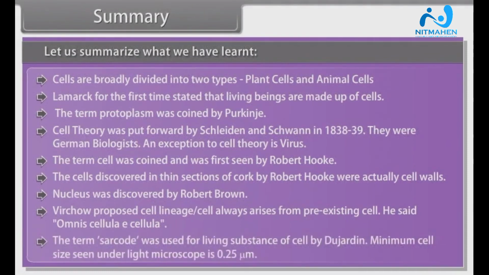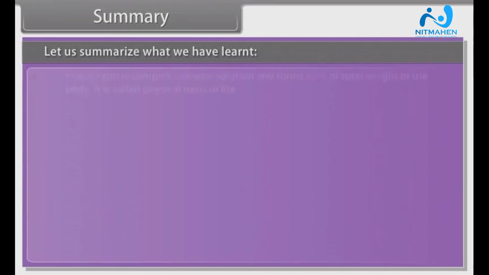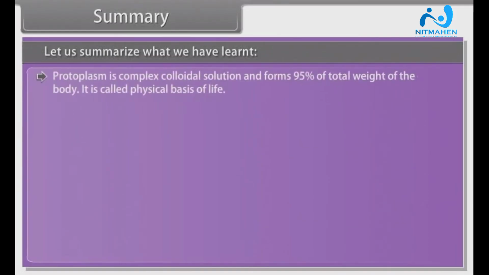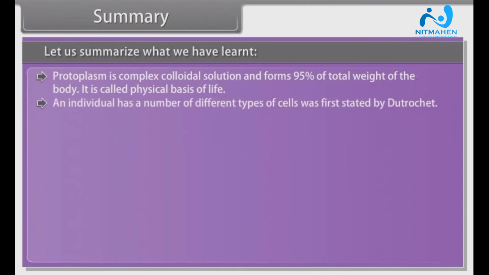The term sarcode was used for the living substance of the cell by Jordan. The minimum cell size seen under a light microscope is 0.25 micrometer. Protoplasm is a complex colloidal solution and forms 95% of the total weight of the body. It is called the physical basis of life. That an individual has a number of different types of cells was first stated by Dutrochet.